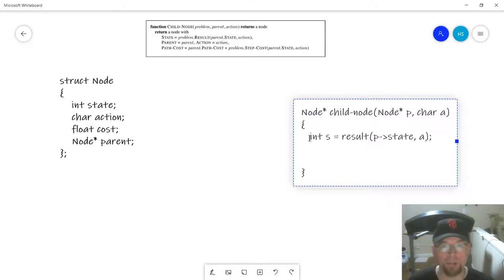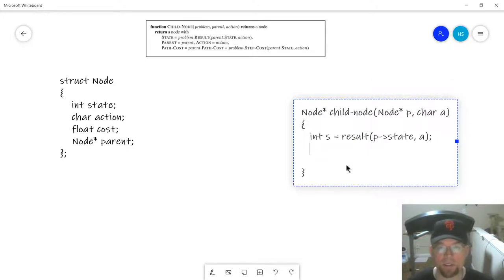And then who's your parent? Well, the parent is the parent. The memory address for that parent node is right here, so I don't need to create a whole separate variable for that. I'm just reusing the parameter. But that's what this is talking about: the parent is the parent, the action is the action. I already have that here, so I don't need to define another variable for it.